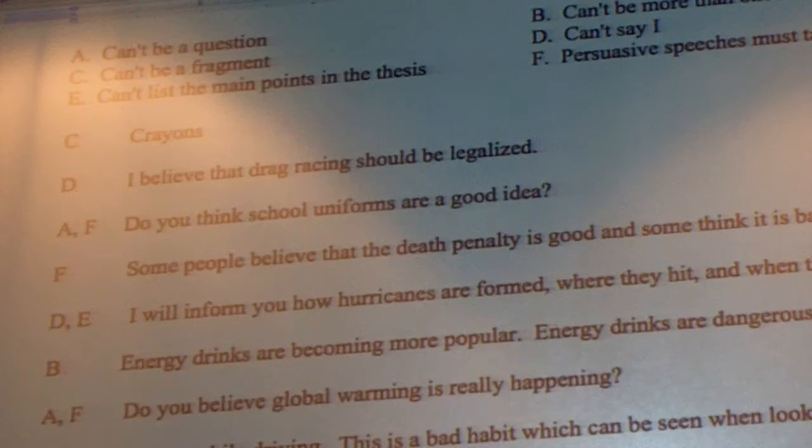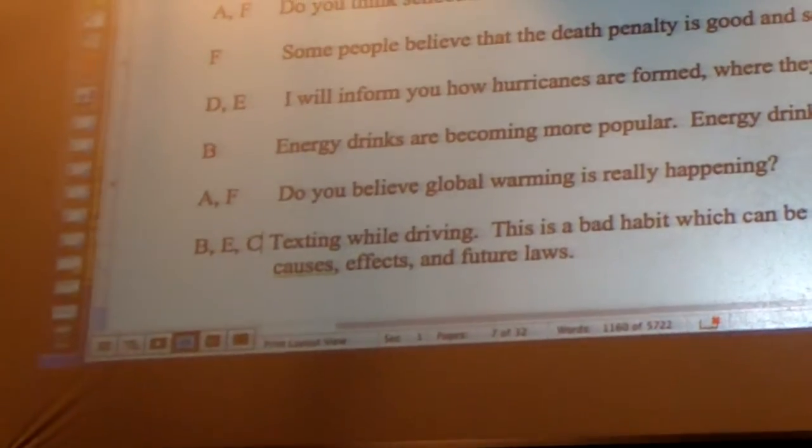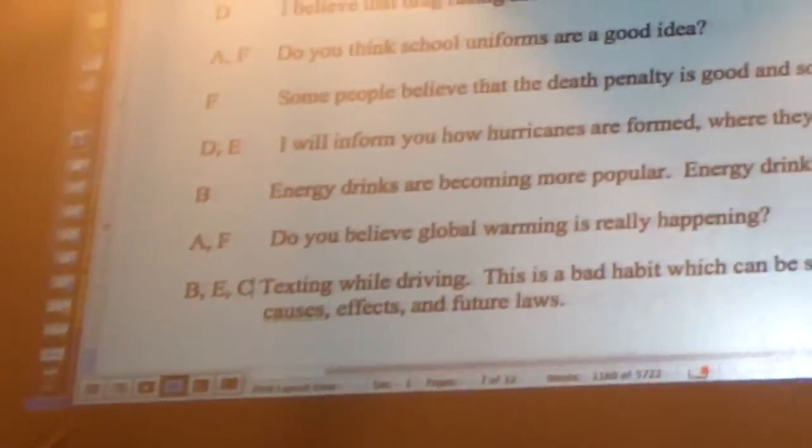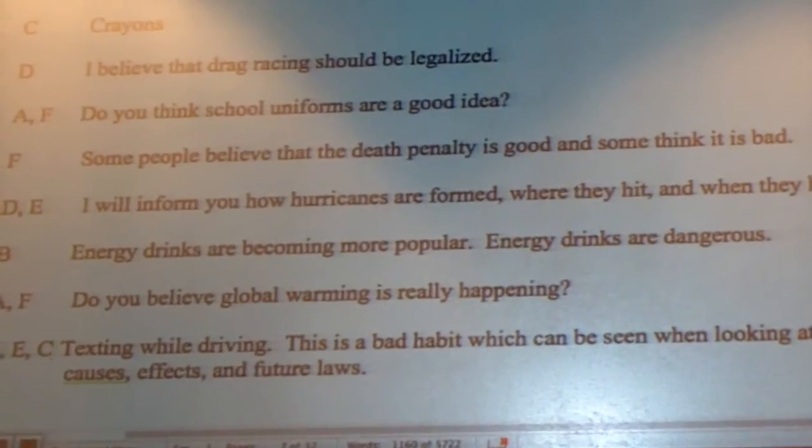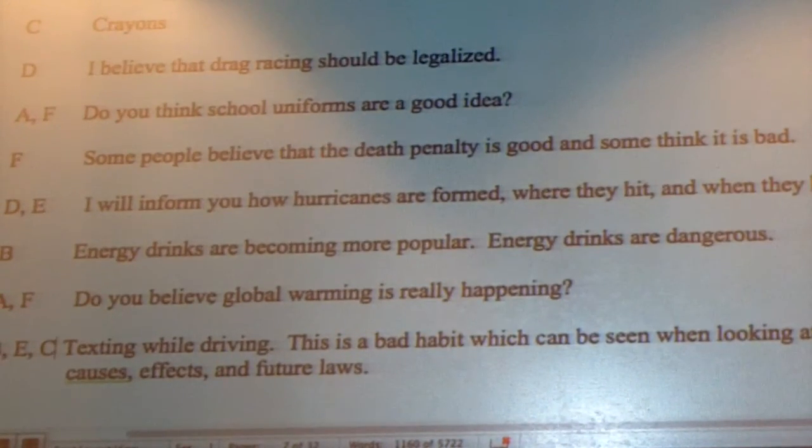Okay, stay with it. I know this is not the most exciting lesson in the world, but it's an important one. Can't list the main points, like what's that exactly? Can't list the main points means like in your thesis you wouldn't be able to list what your 3 symbols were. Okay, so the main things you're going to talk about don't get listed there. You're just telling me what you're going to prove to me. Any other questions?